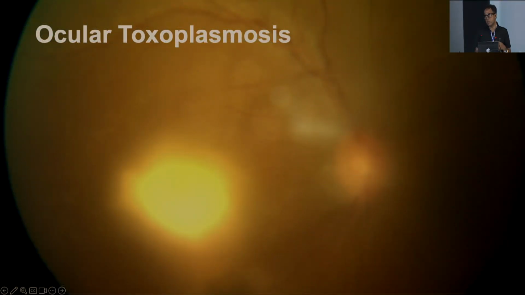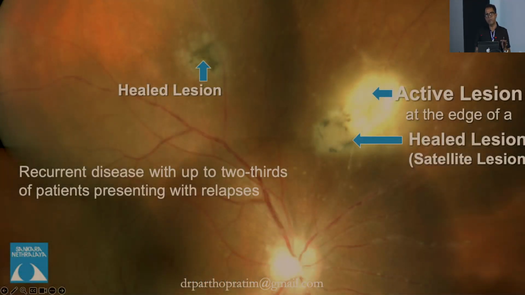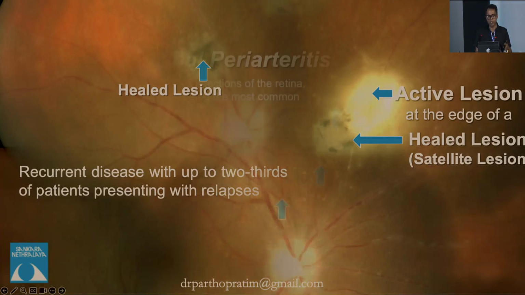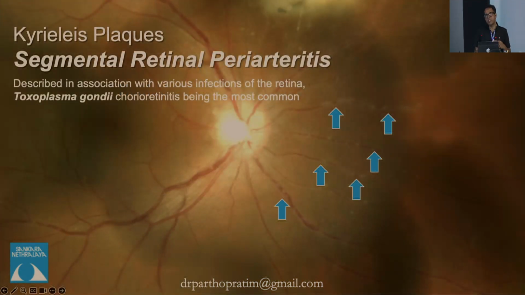For example, I'll give you a picture. Do you need any laboratory test to diagnose it? No, you can clearly tell that it is a toxoplasma retinochoroiditis. Similarly, sometimes you have to pay attention to some clinical signs, like a healed lesion with an active retinochoroiditis adjacent to it, then you can make it out. Then sometimes you can see this kind of pattern, which is called Kyrieleis arteritis. These are very common in toxoplasma.